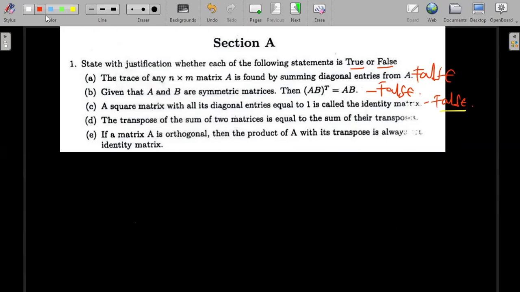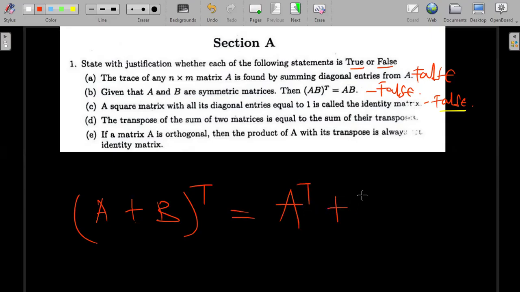All right, what about D? On D, they're saying the transpose of the sum of two matrices is equal to the sum of their transposes. When it comes to the transpose of the sum, it's true. If you have matrix A plus matrix B, and then you apply the transpose, this is the same as A transpose plus B transpose. So this one here is true.